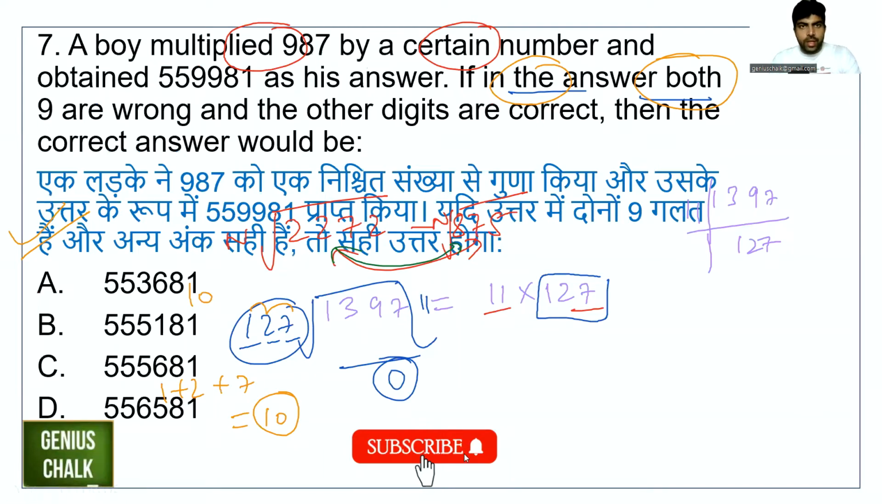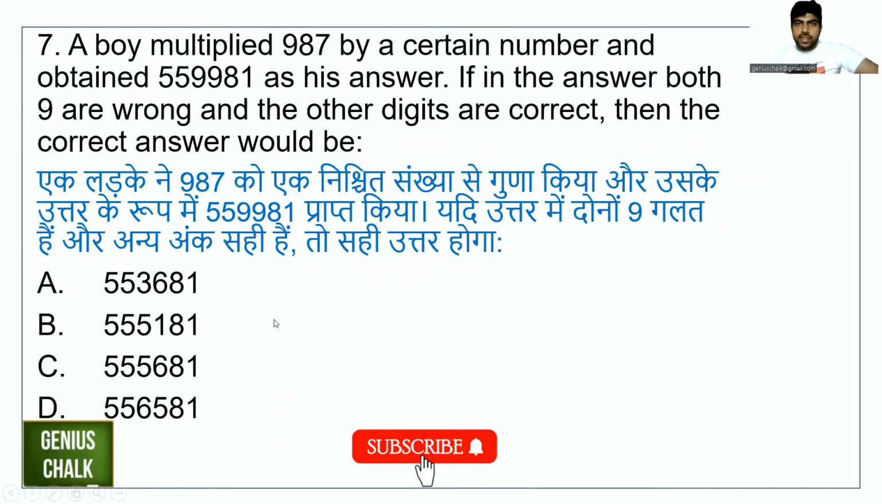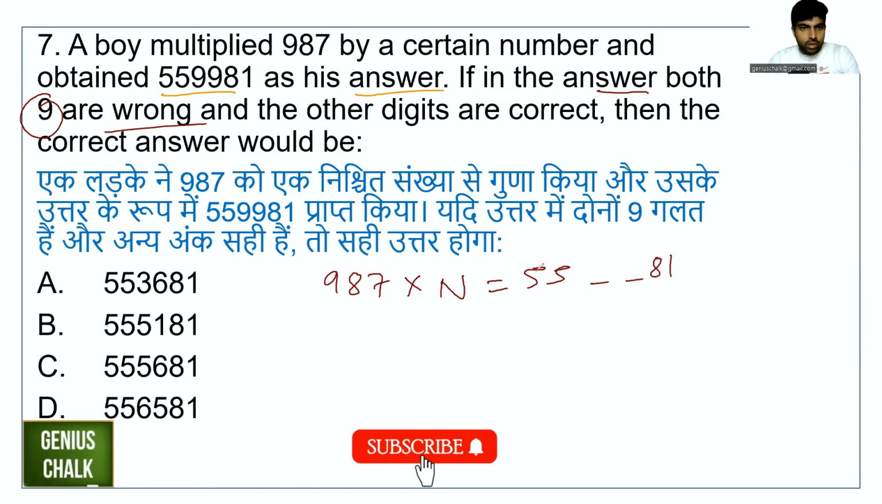Next, similar type. A boy multiplied 987 by a certain number and obtained this as the answer. That means we have a number. Let's write it. Suppose we have 987, and a boy is multiplying with some other number, and he's getting the answer 55, in which 2 9s are wrong. In the answer both 9s are wrong, other digits correct. So we need to find these two values.